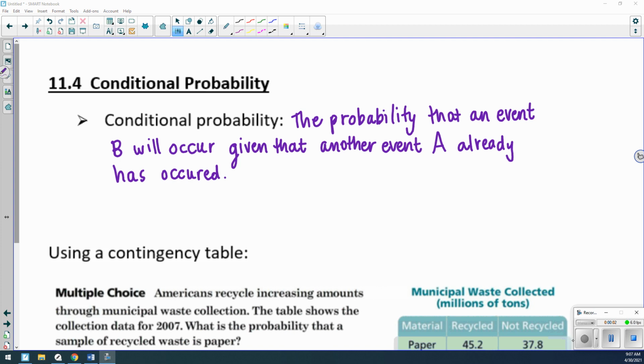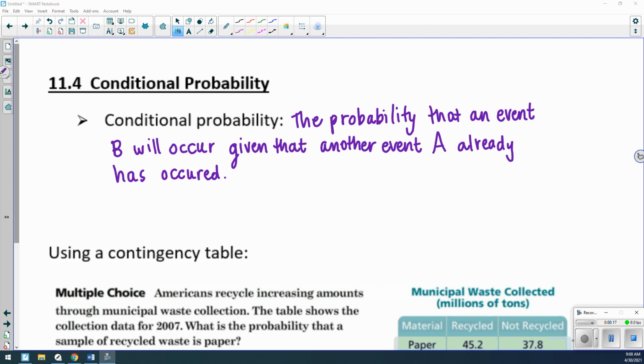Welcome back. In this video, we're going to talk about conditional probability. Conditional probability is the probability that an event B will occur given that another event, event A, already has occurred. So if you need to pause the video and write that definition down, do it now.